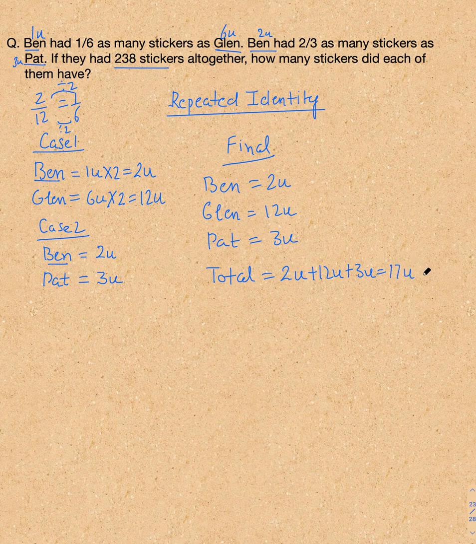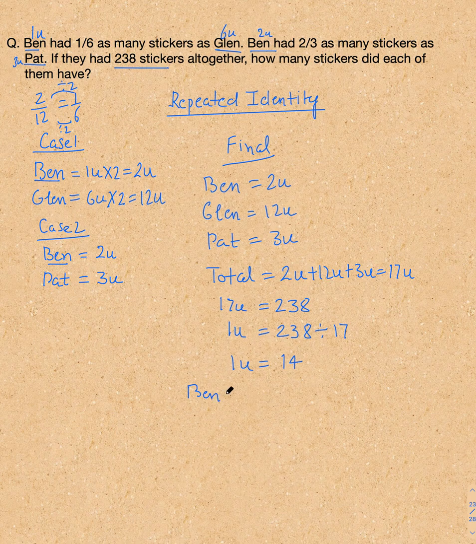Now we have 17 units. This 17 units is equal to 238, because altogether they have 238 stickers. So I can say 1 unit will be equal to 238 divided by 17. That means 1 unit will be equal to 14. So now we know how much is 1 unit. The question is how many stickers did each of them have, so we have to separately calculate how much each of them is having.